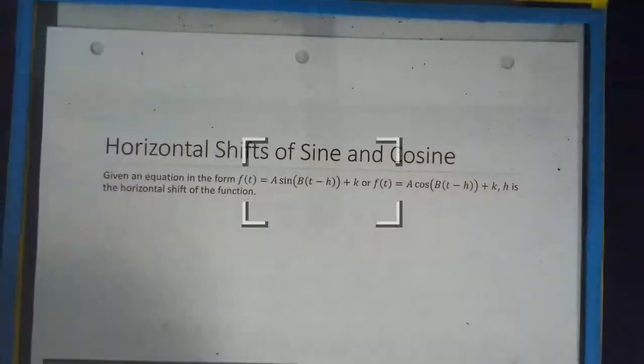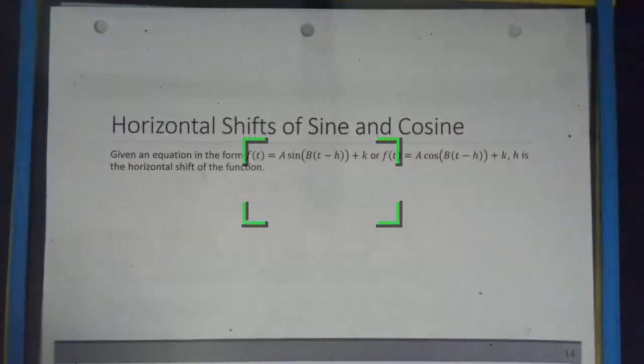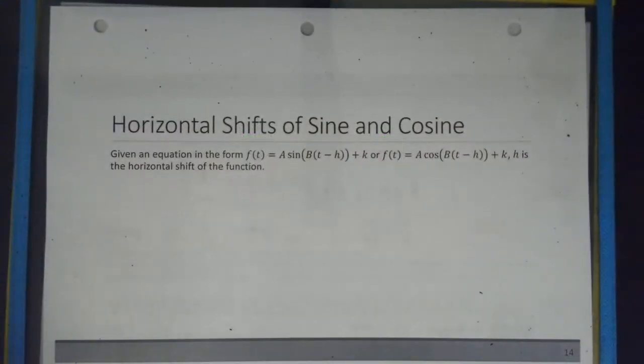Now you may have noticed that sine and cosine look very similar. Because they are, there's just a horizontal shift in there. So we can do horizontal shifts of sine and cosine just like we could with our other graphs. So we're going to add one more tiny thing to the mix.